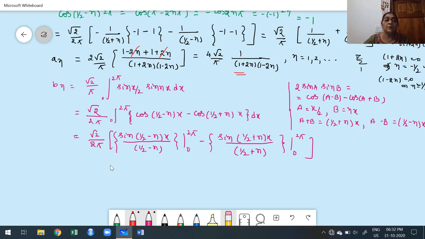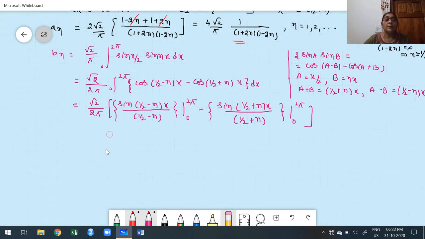Next we are going to apply upper and lower limit. Before applying the upper and lower limit, first observe what happens for sine. Now consider sine of minus n into upper limit, which is 2 pi. Once you take 2 pi inside the bracket, we get 2n pi.